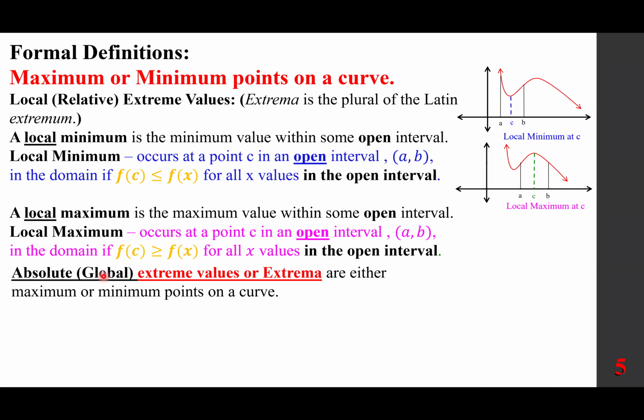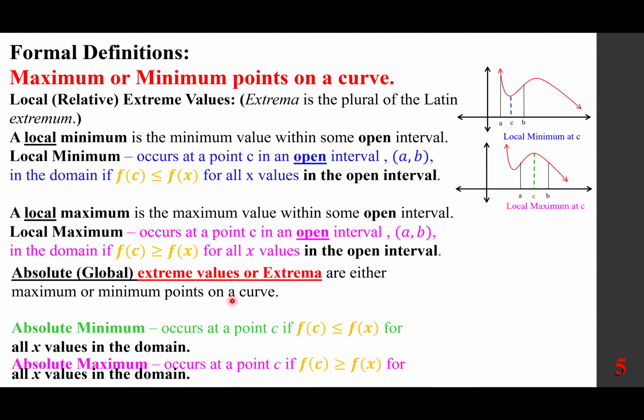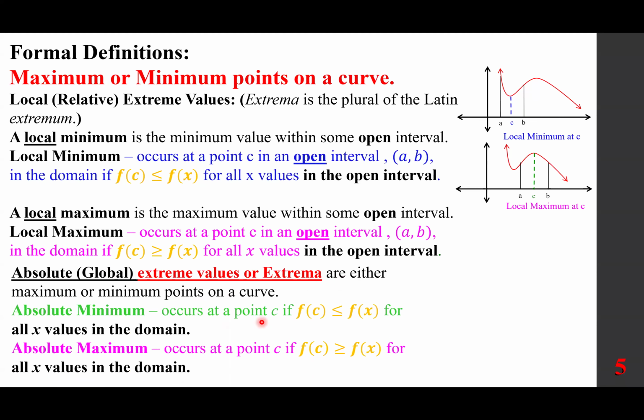Absolute, also known as global, extreme values or extrema are either maximum or minimum points on a curve. An absolute minimum occurs at the point c if f of c is less than or equal to f of x for all x values. This was in some open interval. This is in the entire interval, all x values in the domain. An absolute maximum occurs at the point c if f of c is larger than or equal to f of x for all x values in the domain.